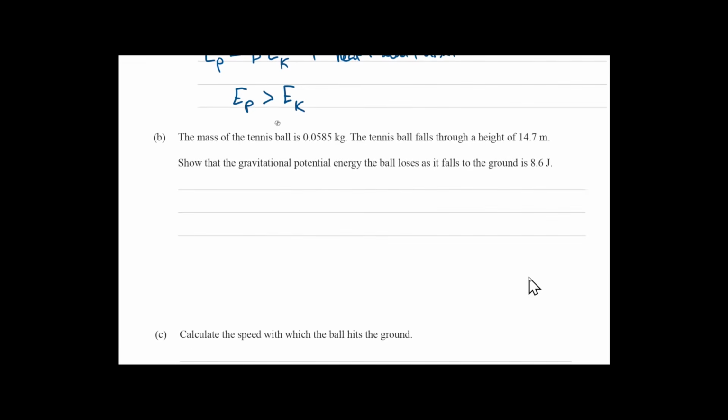All right, so the mass of the tennis ball is 0.0585 kilograms. So, okay, it's already in SI units. That's good, and that's our mass. And the tennis ball falls through a height of 14.7 meters. So that's our change in height. Gravitational potential energy, so that's that. And we have 8.6 joules. So it's already in SI units. Show that the gravitational potential energy the ball loses as it falls to the ground is 8.6 joules.